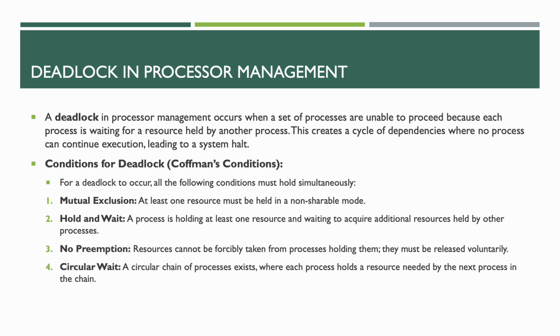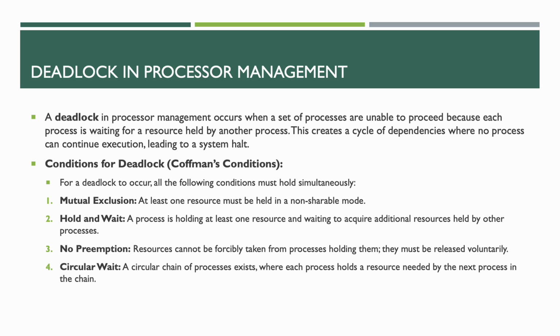Hold and wait. A process is holding at least one resource and is waiting to acquire additional resources held by other processes. No preemption. Resources cannot be forcibly taken from a process. They must be released voluntarily. For example, a process that has acquired a file lock must finish its operation before releasing it.